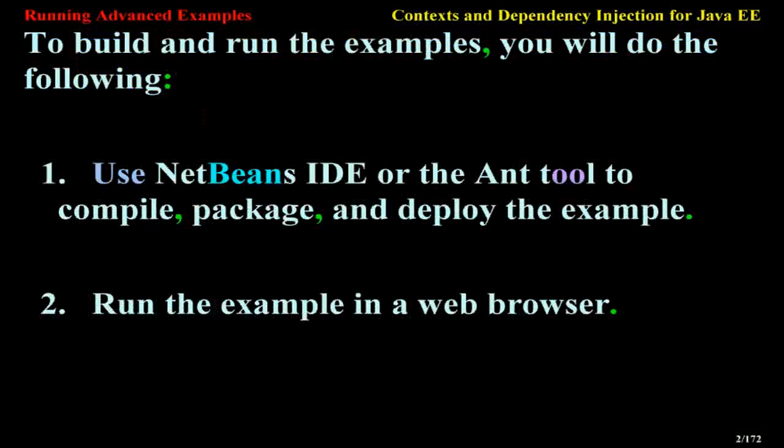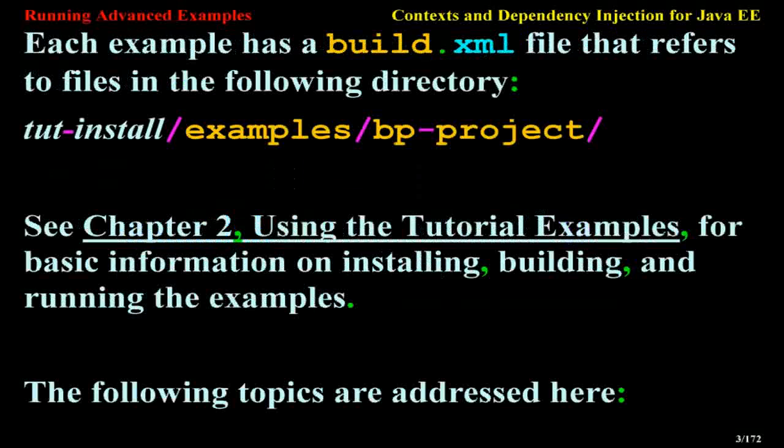Use NetBeans IDE or the Ant tool to compile, package, and deploy the example. Run the example in a web browser. Each example has a build.xml file that refers to files in the following directory: tut-install/examples/bp-project. See Chapter 2, Using the Tutorial Examples, for basic information on installing, building, and running the examples.